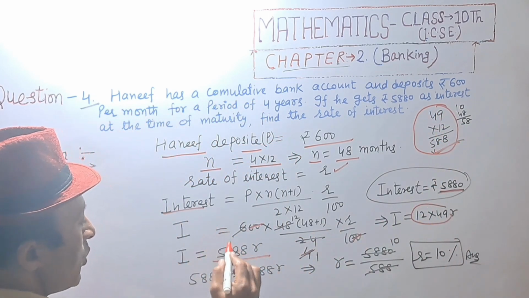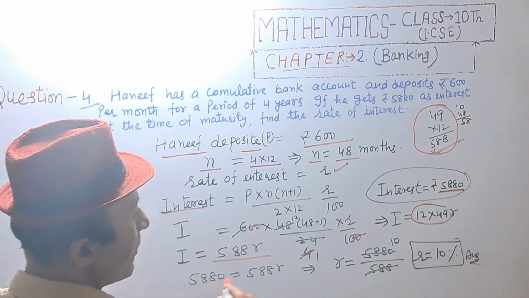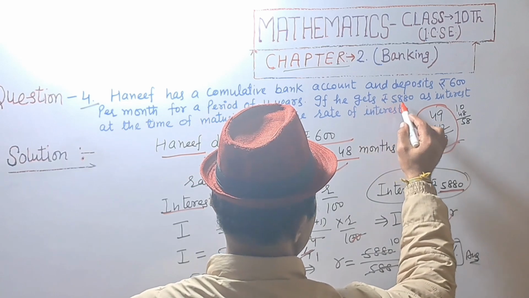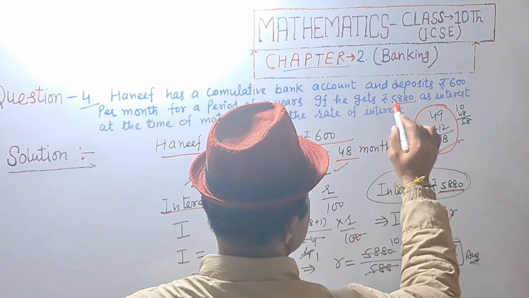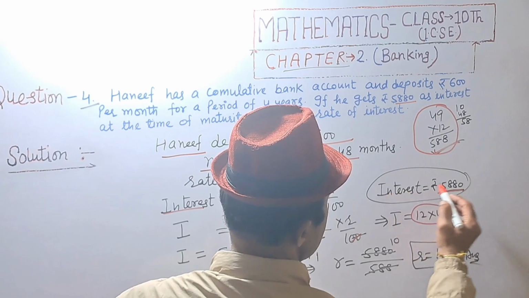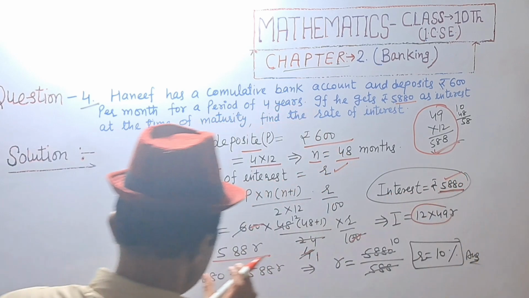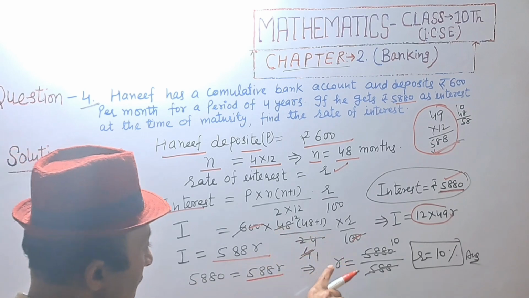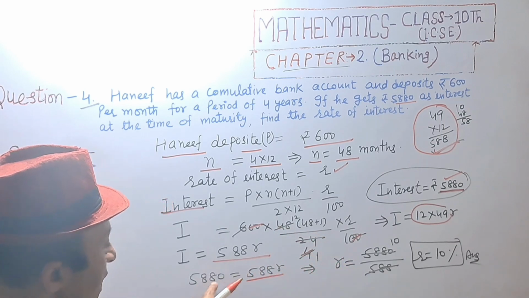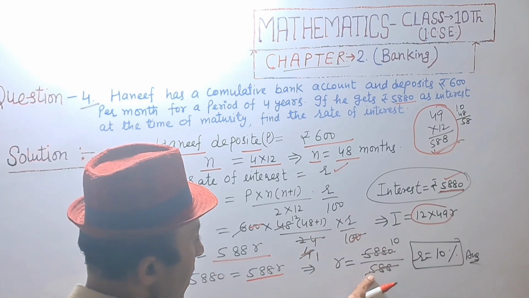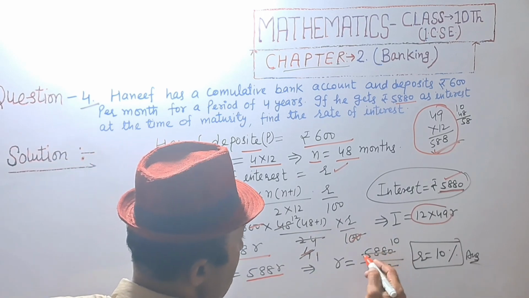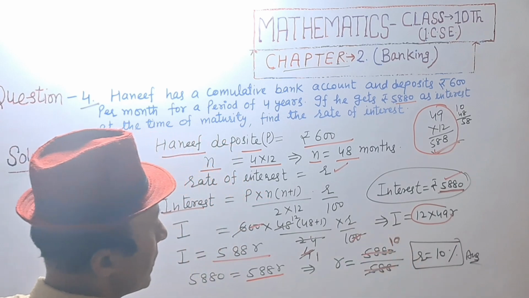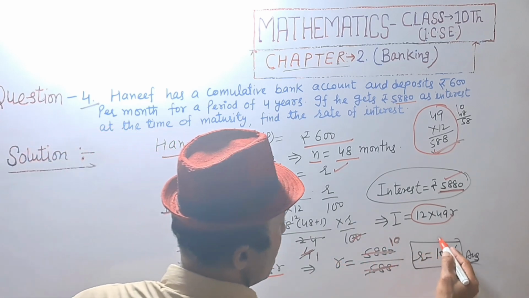Interest equal to 588R, and given interest, if he gets rupees 5880, interest equal to 5880 is equal to 588R. R is equal to 5880 divided by 588, divide this, that is equal to 10. Rate of interest equal to 10%.